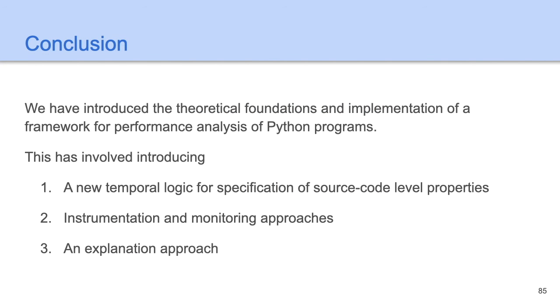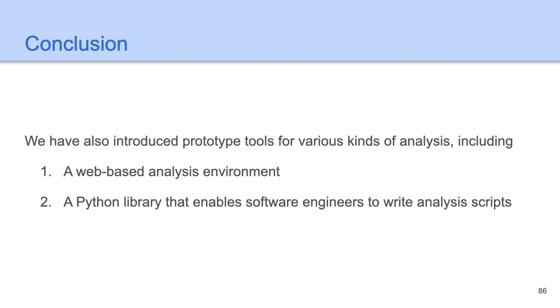So to conclude this tutorial, we have introduced the theoretical foundations and implementation of a framework for the performance analysis of Python programs. This has involved introducing: 1. A new temporal logic for specification of source code level properties, 2. Instrumentation and monitoring approaches, and 3. An explanation approach. In a significant step towards making runtime verification a viable tool for software development processes, we've also introduced prototype tools for various kinds of analysis, including a web-based analysis environment and a Python library that enables software engineers to write sophisticated offline analysis scripts.